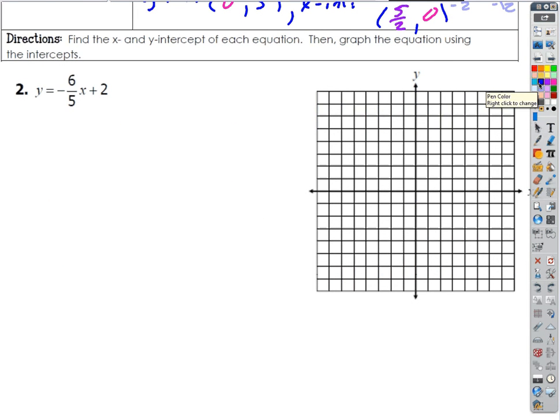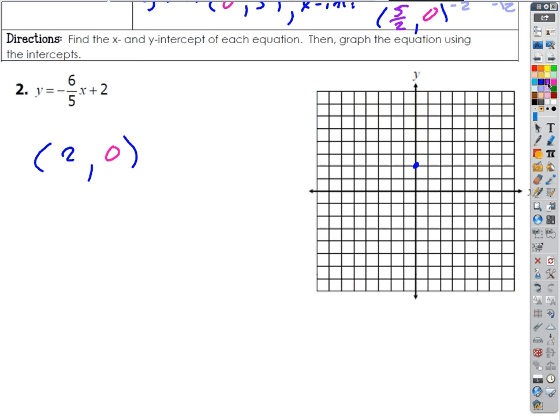If I want to find the Y-intercept, I'm going to let X equal 0. Well, if X equals 0, I don't even have to do any math. If X is 0, what's going to happen to negative 6/5 times X? It goes away. I can just cover that term up and solve for Y, and I get Y equals 2, right? Easy. So the Y-intercept is at 2.